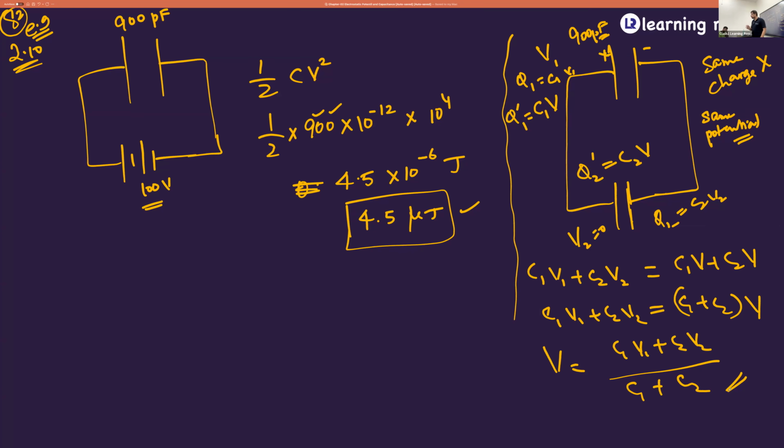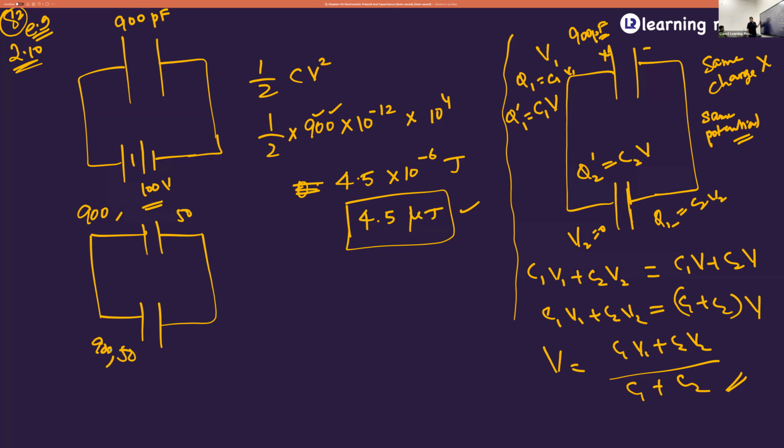You need not solve it. By looking at it, you can say when they are of same nature, they are of same value, they will stop exactly when the potential falls to exactly half the value. That will be 50. So now the new potential on the first capacitor will be 50. The new potential on the second capacitor will also be 50. And this is going to be 900. This is going to be 900. Don't forget 900 is in terms of picofarad.